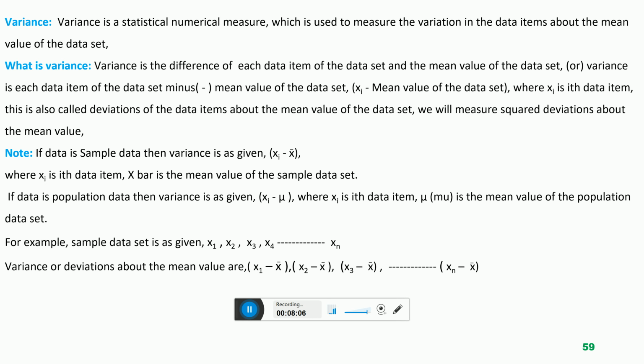We repeat again: what is variance? Variance is the difference of each data item of the data set and the mean value.